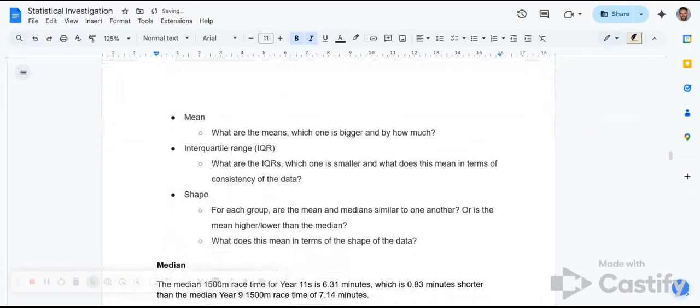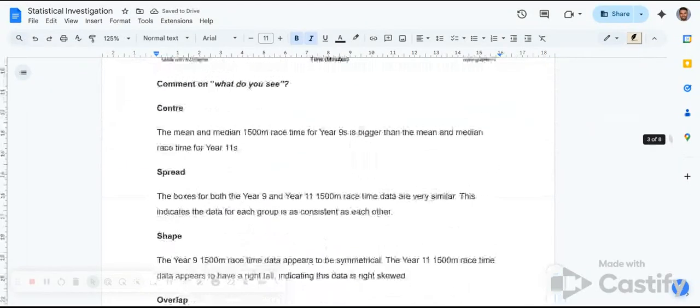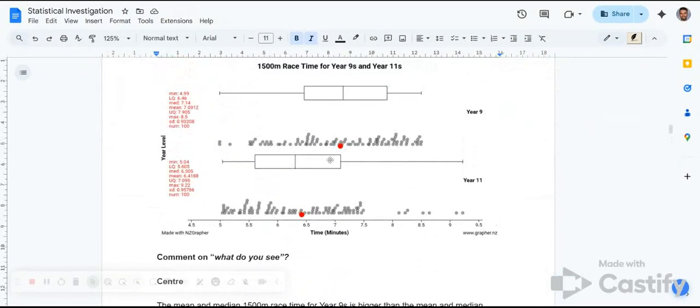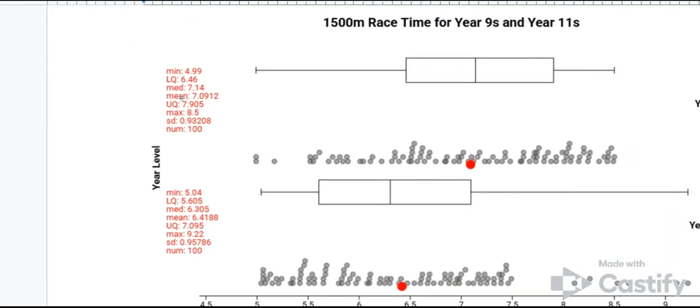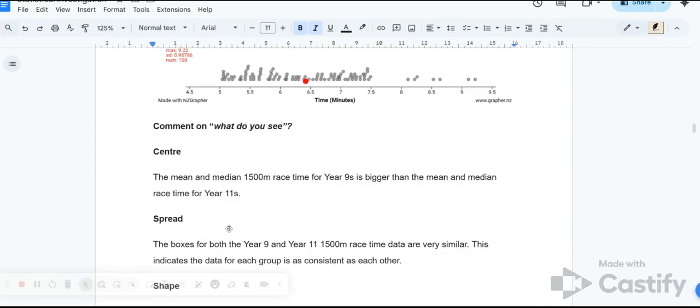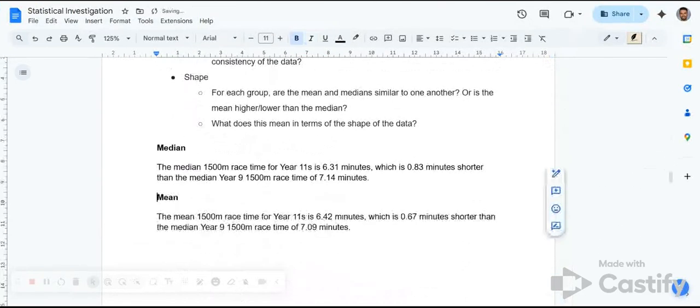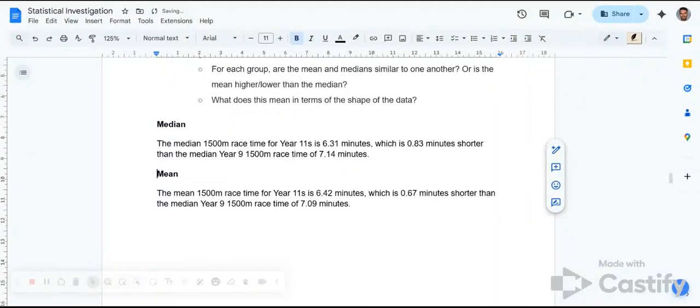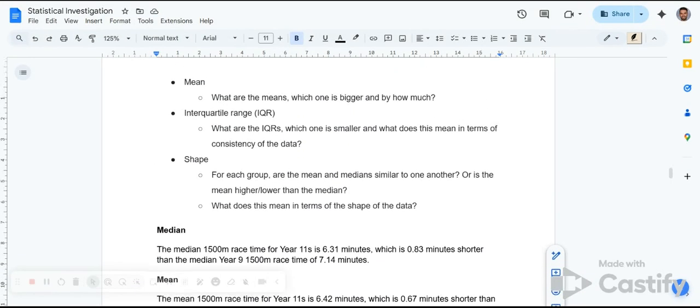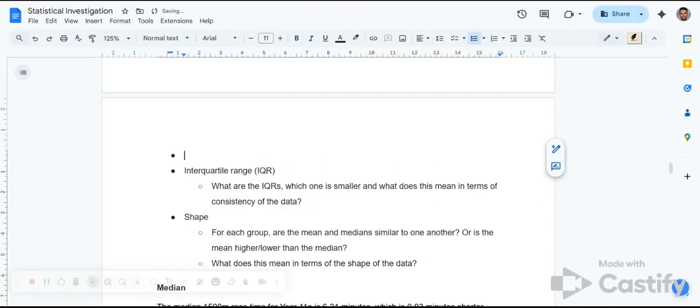The means: what are the means, which one's bigger and by how much? So it's like the same sentence, but now we're talking about the mean, which is these dots here. And again, I can get the exact numbers from my summaries on the left of my graph. And so a sentence for this one would look something like this. The mean 1500 meter race time for Year 11s is 6.42 minutes, which is 0.67 minutes shorter than the mean Year 9 1500 meter race time of 7.09 minutes. So there are some calculations that need to have been done there. So that's that one.